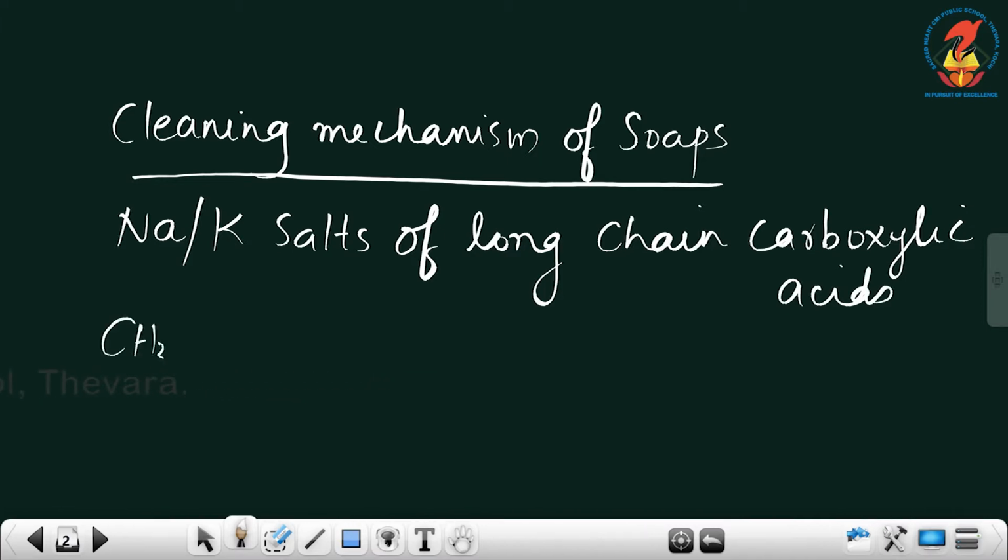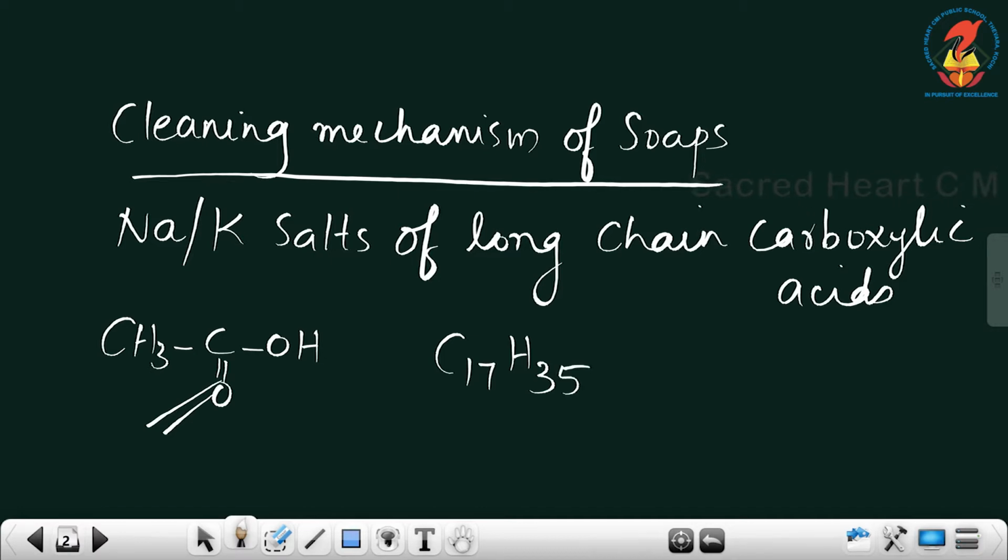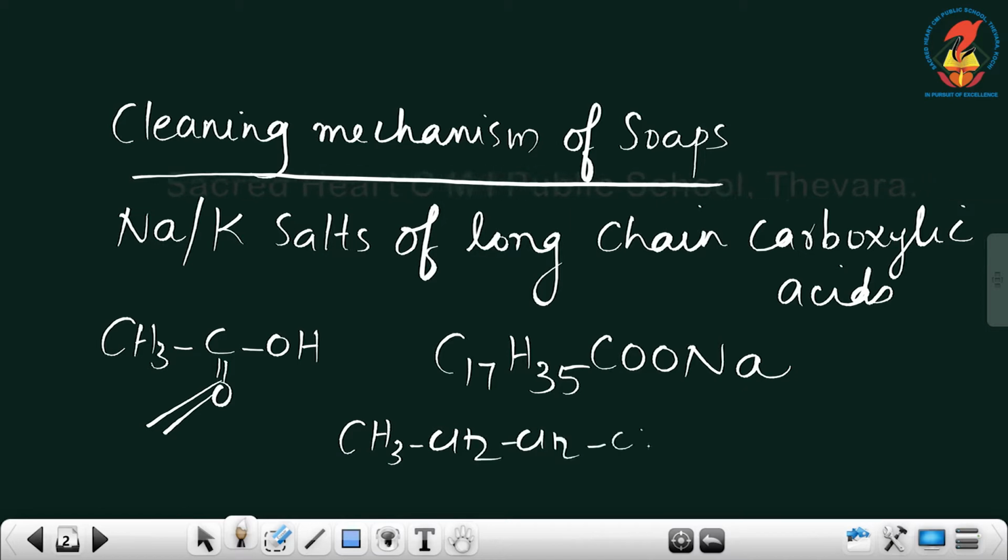The carboxylic acid which we learned is CH3COOH. This is a short chain only, but there are carboxylic acids like C17H35COOH. So this is not soap, this is just a carboxylic acid. C17H35COONa. Okay, so here the chain is long. We will write the chain as CH3, CH2, CH2, CH2. Like this the chain goes on, and finally there will be COONa. And you can see that there is charge separation.